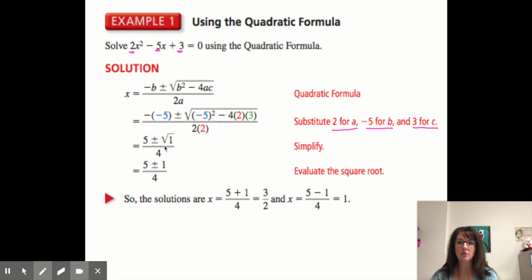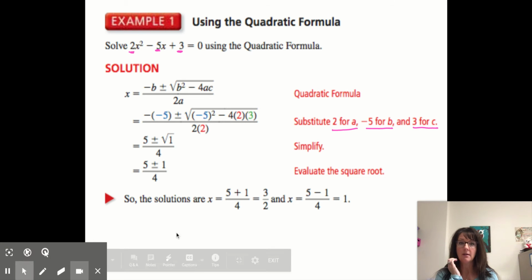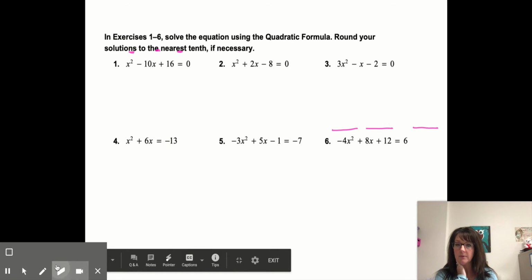So 5 plus or minus the square root of 1 can give us 5 plus 1 divided by 4, or 5 minus 1 divided by 4. And we have two solutions then, 3 over 2 or 1. So we'll see about that in just a minute. Let's erase this.